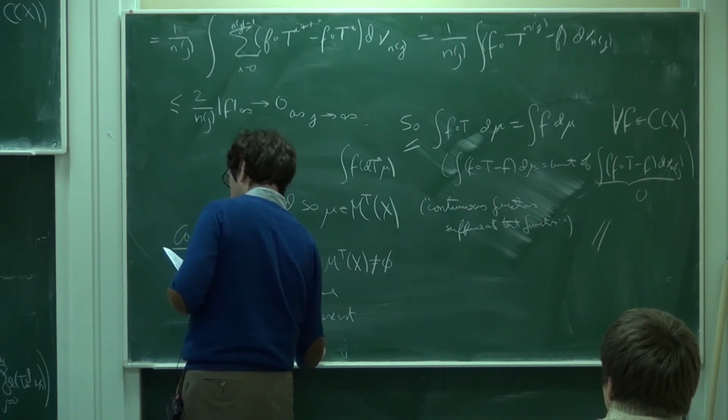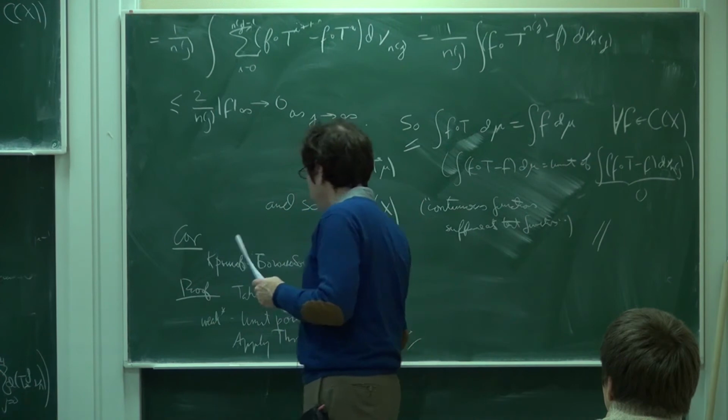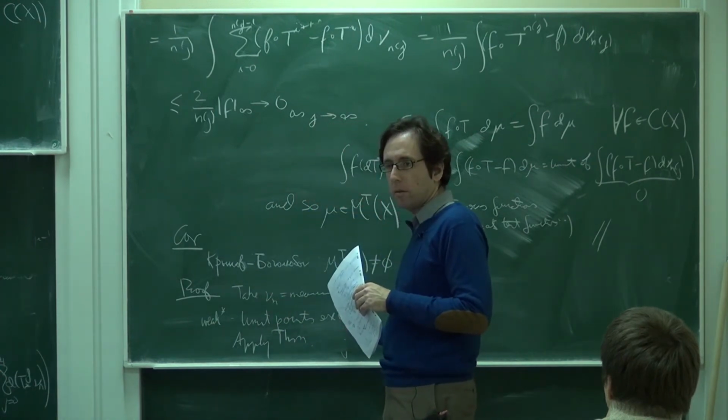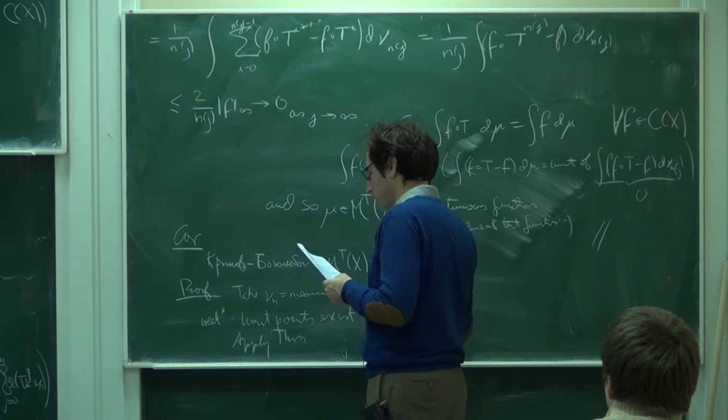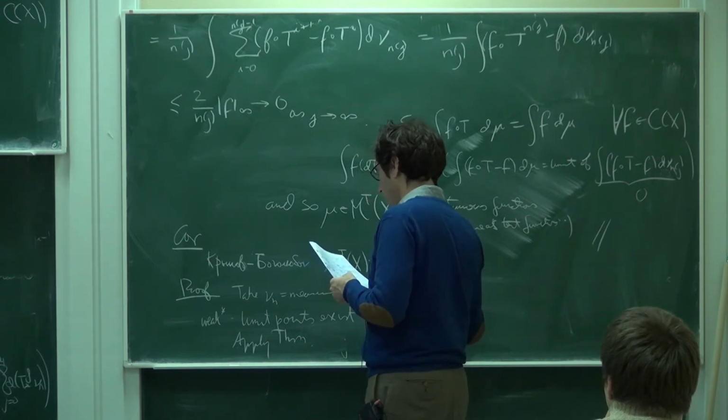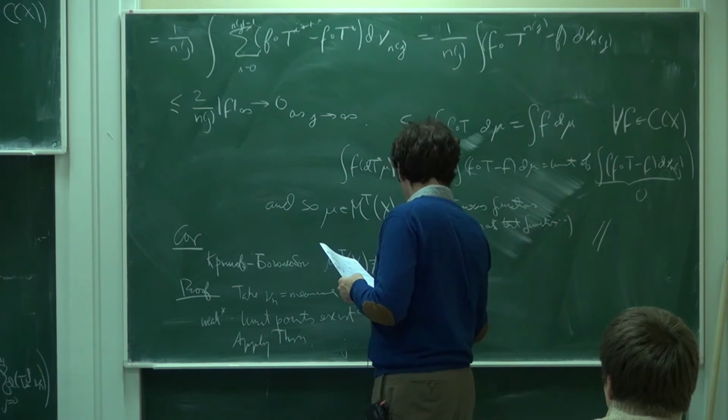And you just apply the theorem. Why do limit points exist for any sequence in this space? Well, this is because, of course, M(X) is compact.